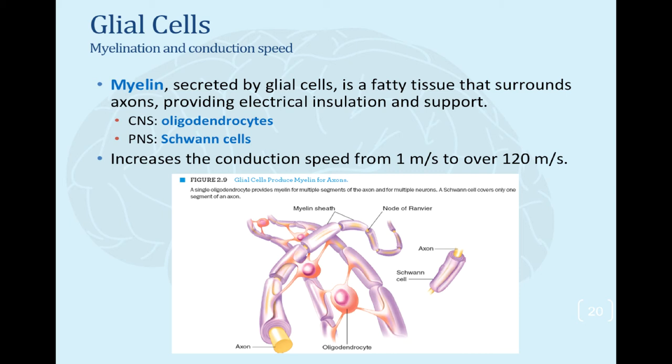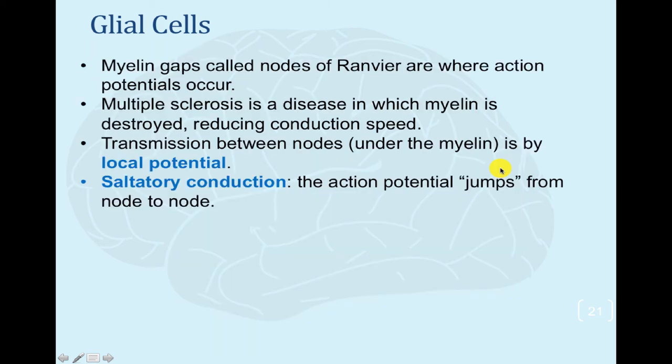So myelin, again, is super important. It increases the conduction speed dramatically, from 1 meter a second to over 120 meters a second. Myelin gaps on the axon are called nodes of Ranvier. That's where action potentials occur. Multiple sclerosis is a disease in which myelin is destroyed, and the word sclerosis refers to scarring. With the loss of the myelin, conduction speed is affected, and so the ability to send neural signals is affected.